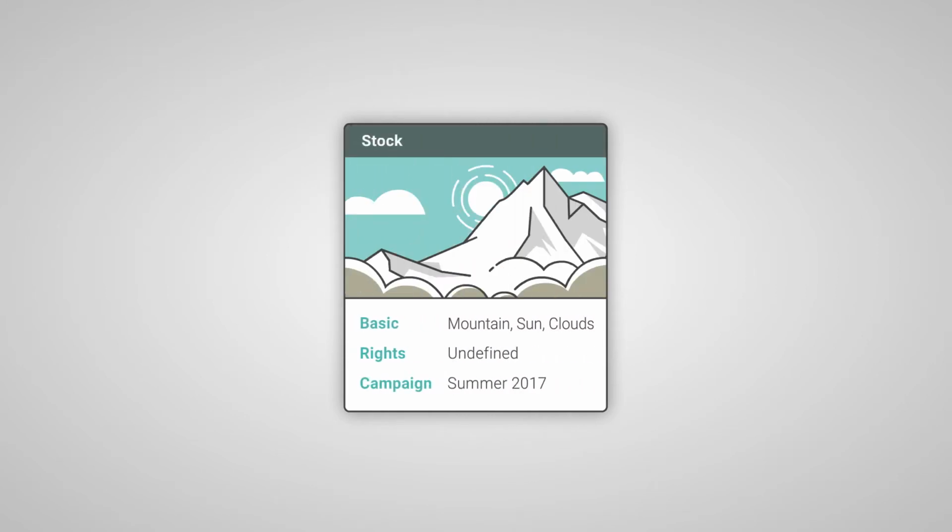Metadata can also describe all kinds of subjects so you find what you are looking for, like mountains with sun and clouds. Metadata can also define copyright information for content so that usage terms and required mentions are properly respected.